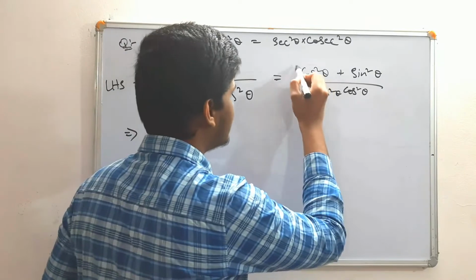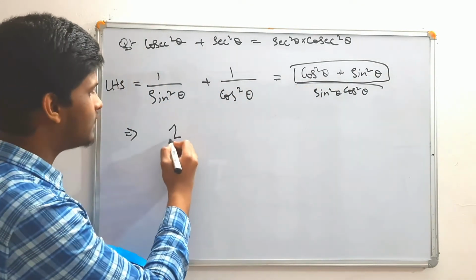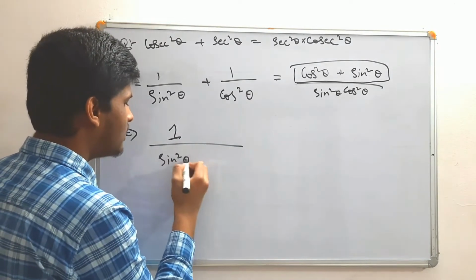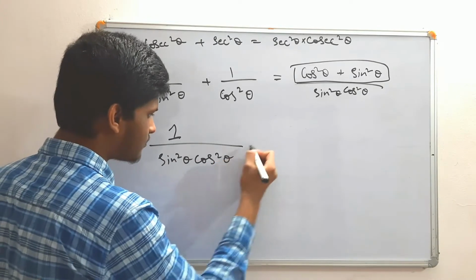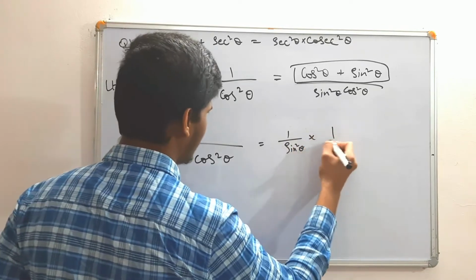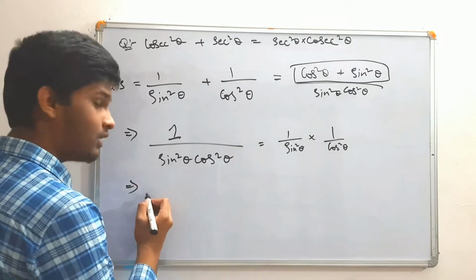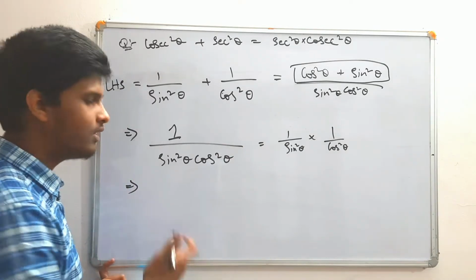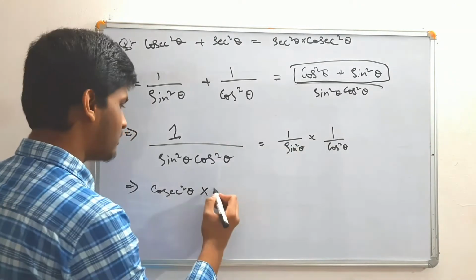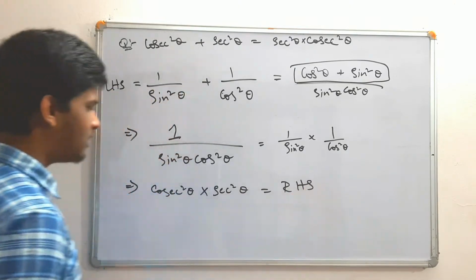Did you observe this? The numerator is nothing but one identity: sin square theta plus cos square theta is equal to 1. So we get 1 by sin square theta into cos square theta. This can be written as 1 by sin square theta into 1 by cos square theta. What is 1 by sin square theta? Cosecant square theta. Into what is 1 by cos square theta? It's secant square theta.